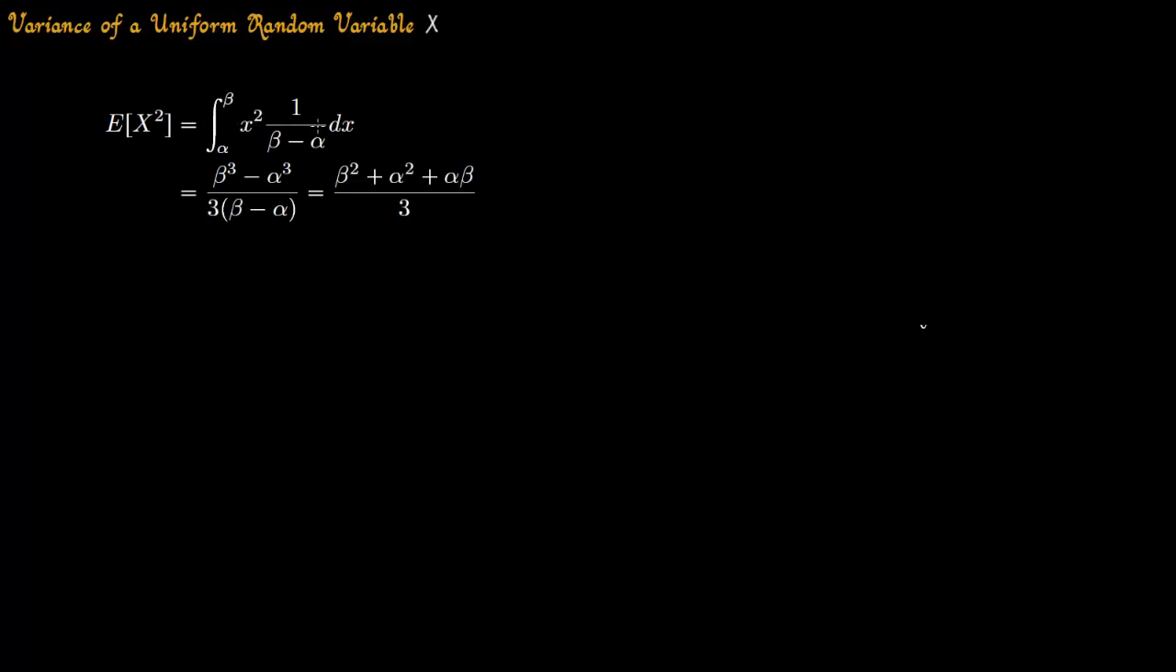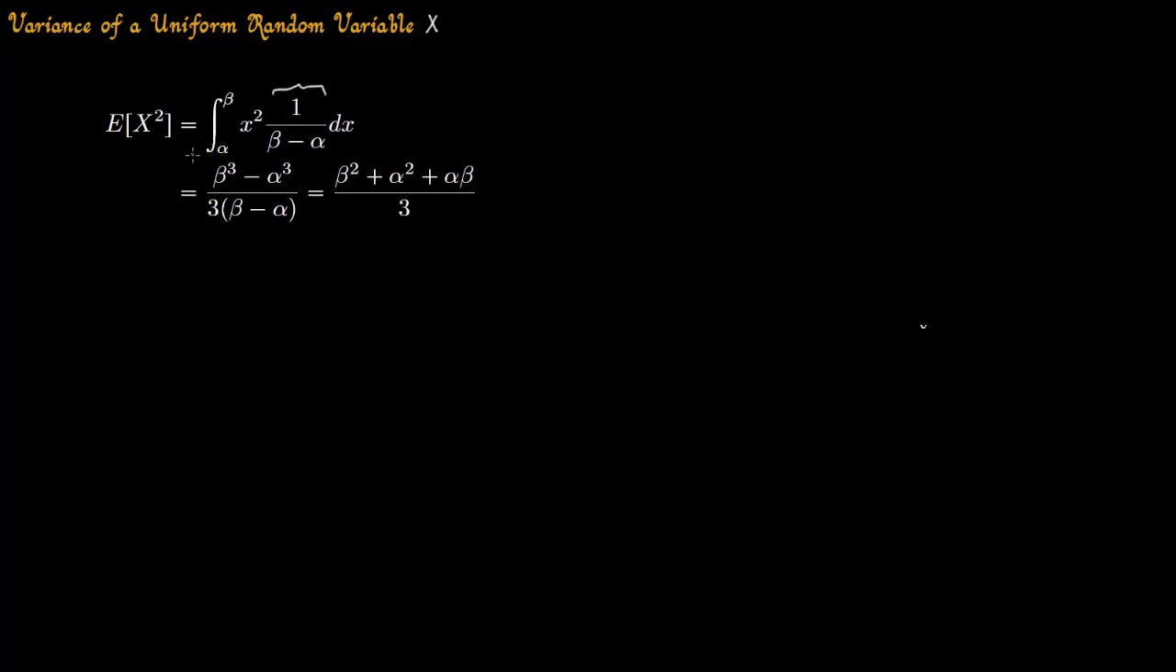Now we talk about variance of some continuous random variables. So we start with variance of a uniform random variable. So you have a uniform random variable x. First you need to find expectation of x square. So x square times, this is the density function of the uniform random variable on the interval alpha to beta.